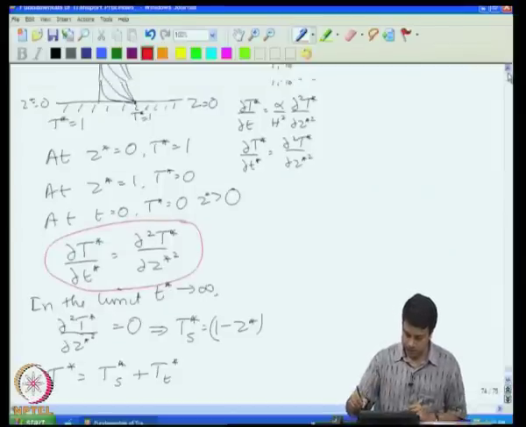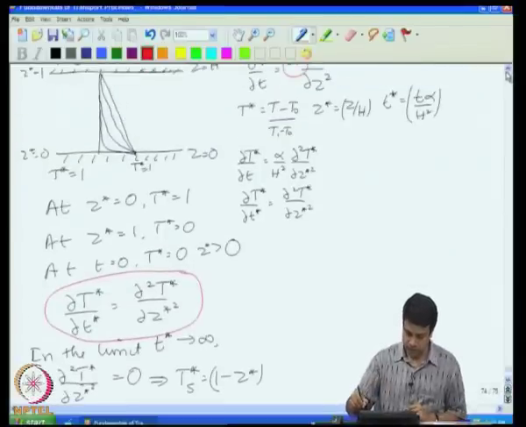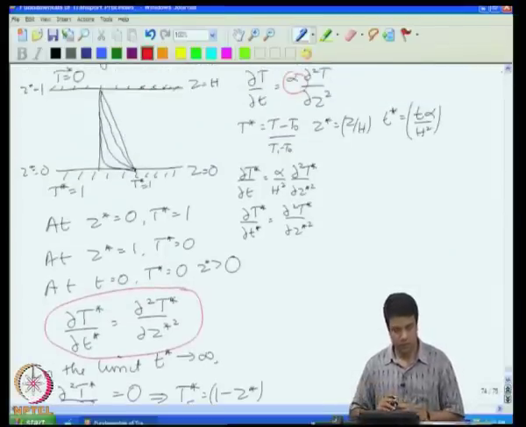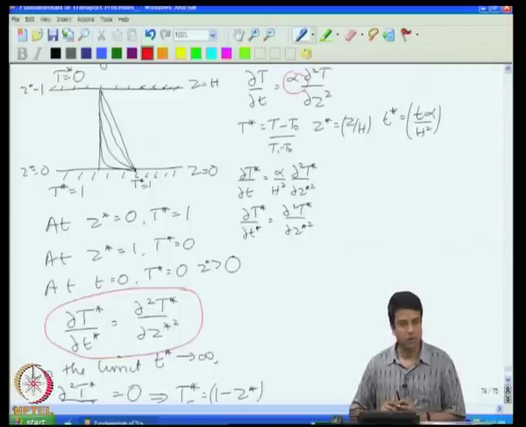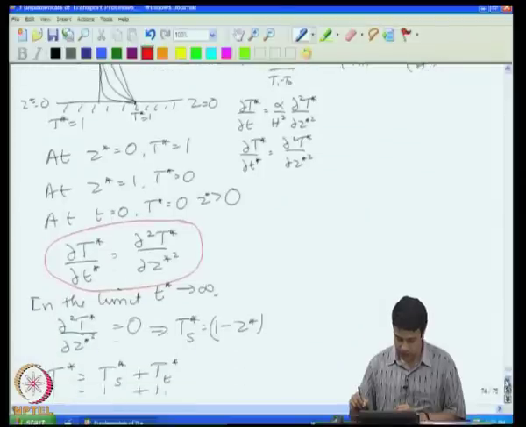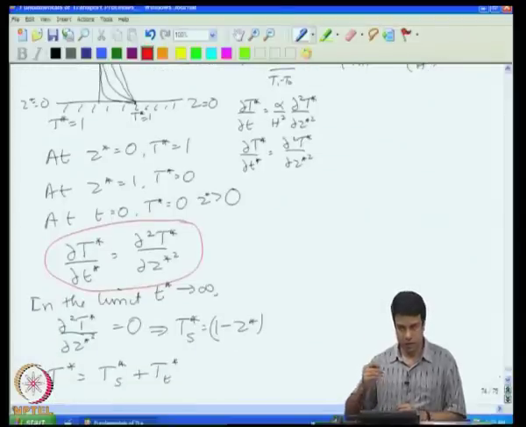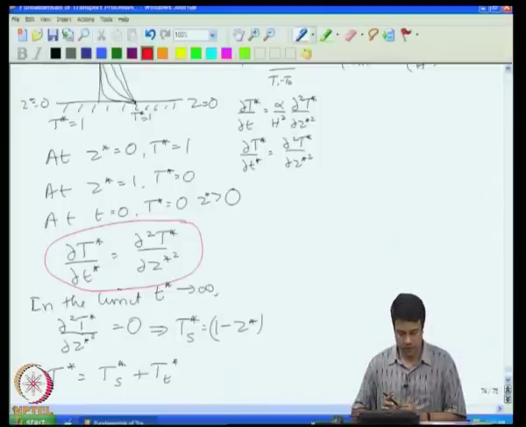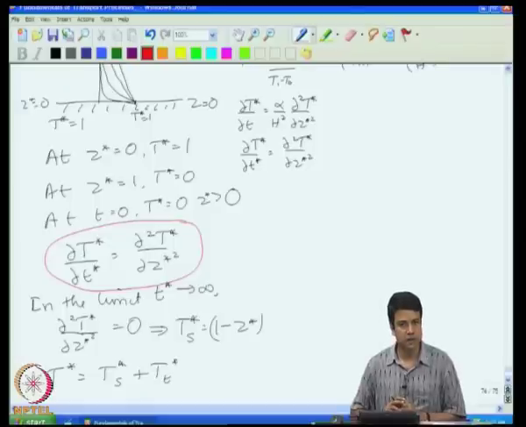Now, in the limit as time goes to infinity, I would expect to have a linear temperature profile. We had already solved that linear temperature profile about 3 lectures ago. In this particular case, a linear profile that varies between 1 at the bottom and 0 on top is 1 minus z star. So, d square t by d z star square is equal to 0, and I get the steady temperature profile as 1 minus z star.